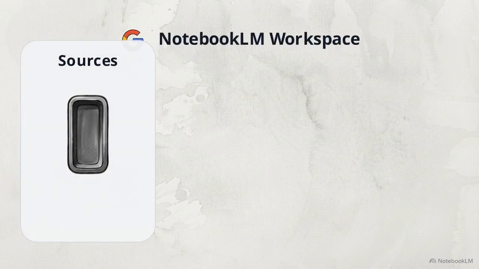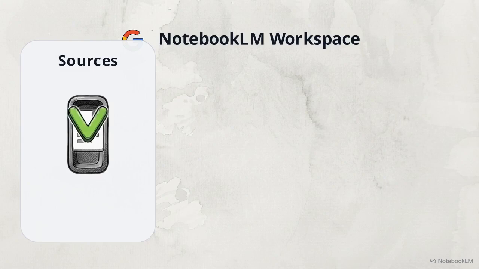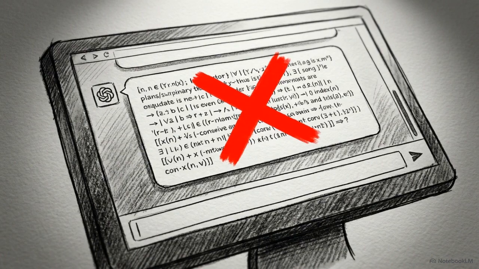Google's NotebookLM provides a middle ground. It is a research workspace that uses your specific files as its only source of truth. This prevents the AI from hallucinating, which is when a model confidently invents facts that aren't there.